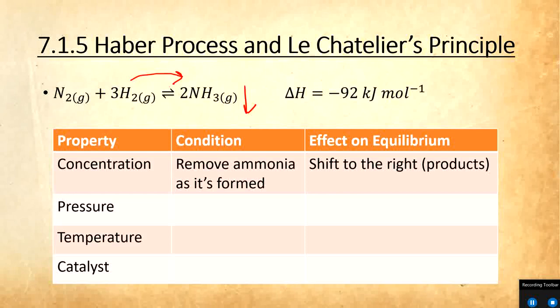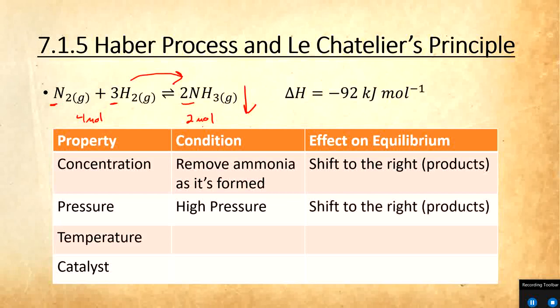For pressure, we have 1 and 3, so we have 4 moles of gas on the left and only 2 moles of gas on the right. So pressure, again, all of this is according to Le Chatelier's principle learned in the previous section. Okay, so pressure, if we increase it, we'll move to the side with the least number of moles. So we're going to want to use a high pressure. Okay, and that'll, again, shift equilibrium to the right.